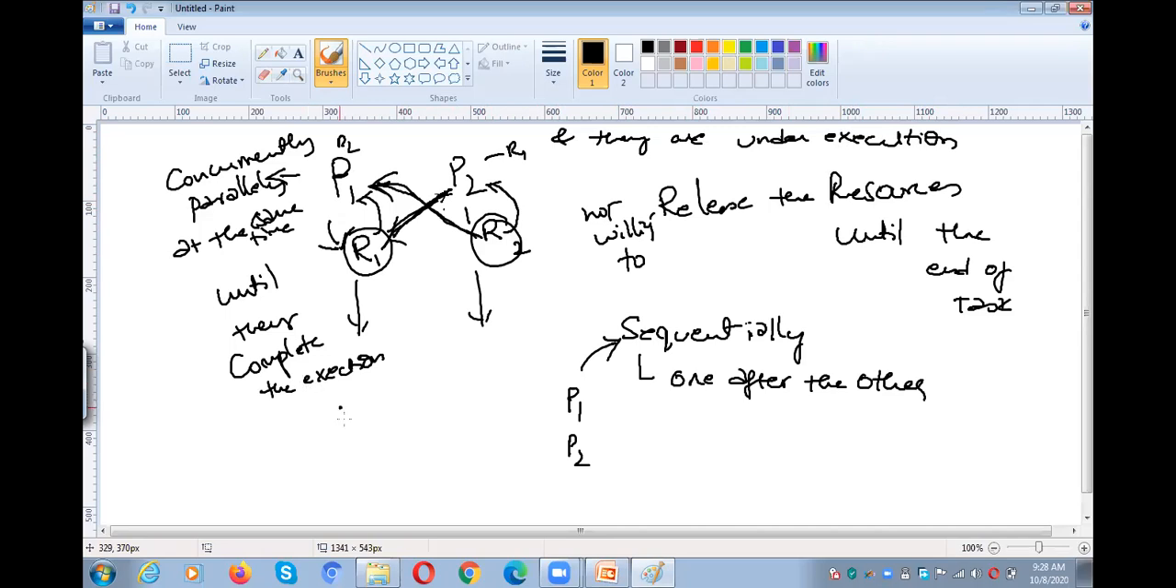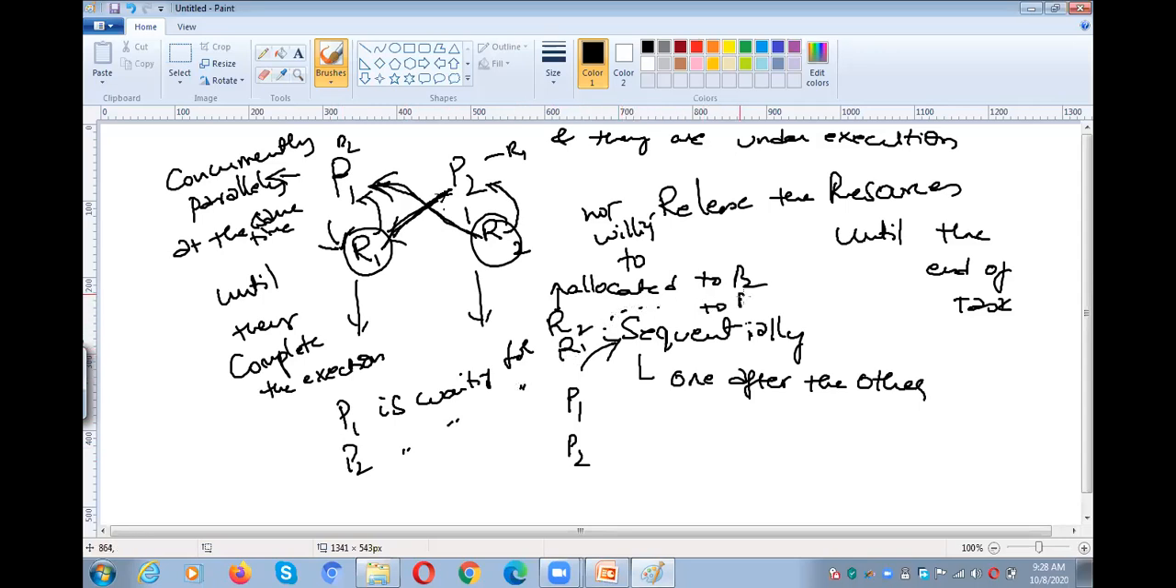Like that, P1 is waiting for the resource which was already allocated to P2. Likewise, P2 is waiting for the resource R1, which is allocated to P1. So both processes went to the waiting state. Deadlock will happen. They never release the resource to the other process, so that might be the reason for the deadlock.